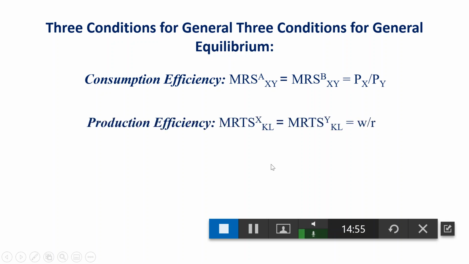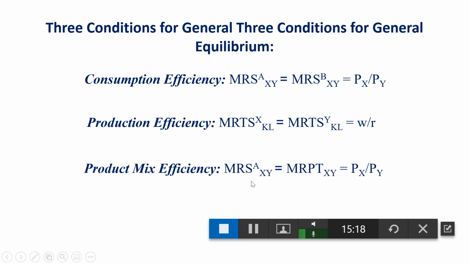Then we have production efficiency, where the marginal rate of technical substitution for good X in terms of capital and labor will be equal to the marginal rate of technical substitution for good Y in terms of capital and labor, which will be equal to the wage divided by the rent. Then product mix efficiency: the marginal rate of substitution for A in terms of goods X and Y will be equal to Px divided by Py.